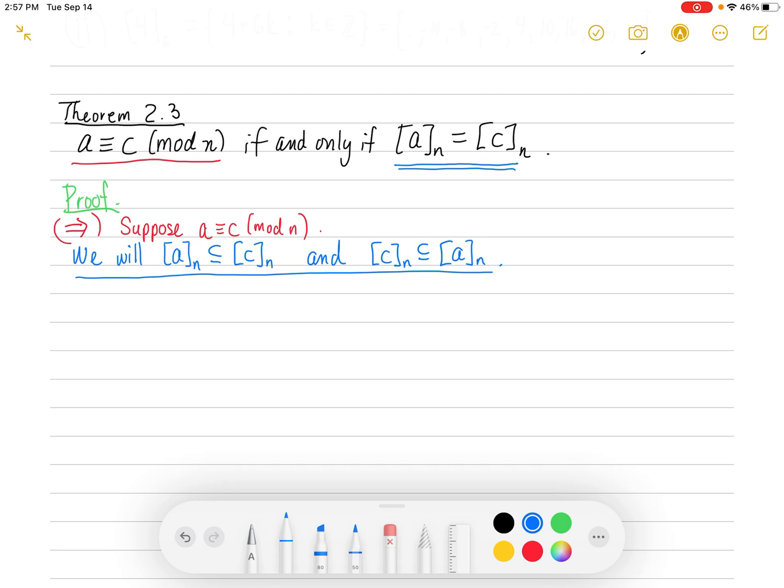Okay, so we're going to start with the first subset inclusion. We're going to start with something in A sub n. So let B be an element of the congruence class of A mod n. We want to show that B is also in the congruence class of C mod n to show the first subset inclusion. Well, what does it mean for B to be in the congruence class of A mod n? Well, by definition, B is congruent to A mod n.